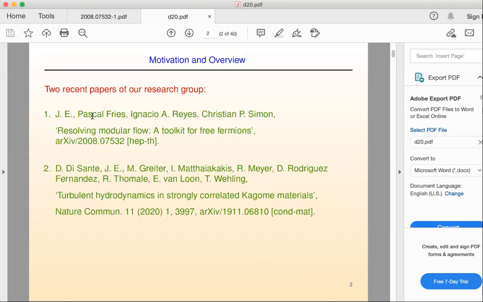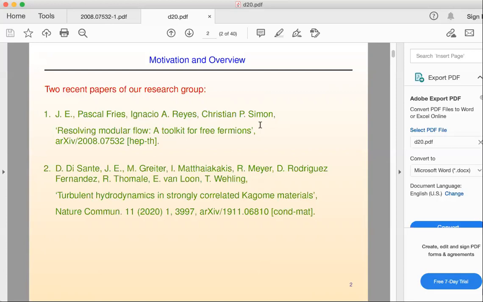Now the first part, I'm going to focus on this paper, which was written with Pascal Fries, who is a PhD student of my colleague Haye Hinrichsen, who is a statistician, who is also at our chair. Ignacio Reyes, who's from Chile and is now a postdoc in Potsdam with Michael Heller, actually. He used to be my PhD student, but now moved on to be a postdoc. And Christian Simon was my master student, but he just now decided not to do a PhD, but to actually become a school teacher.